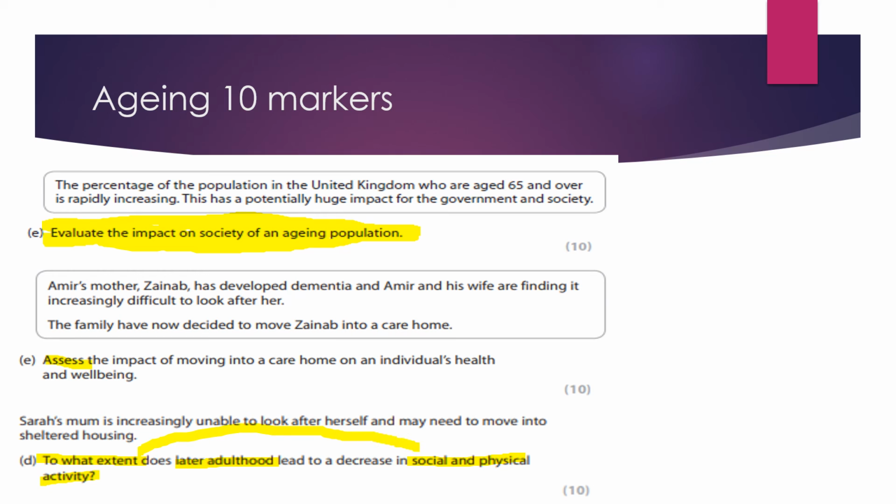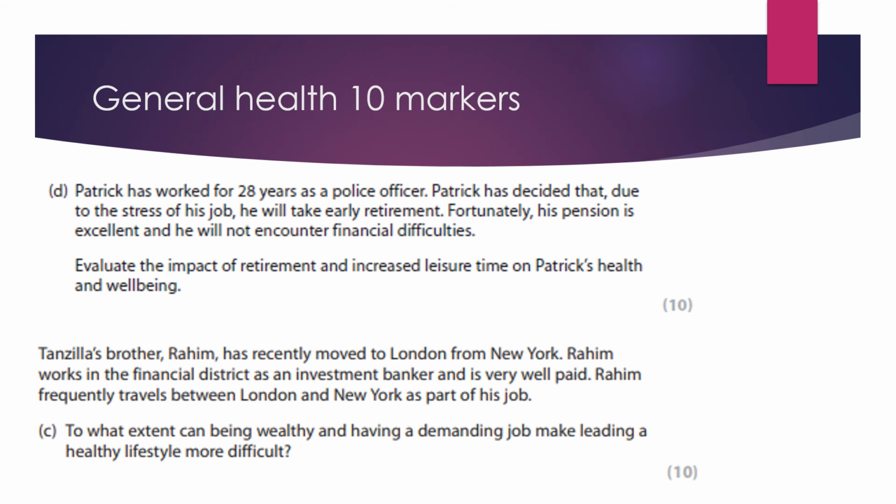So essentially, again, thinking about aging and later adulthood, how likely is it to lead to this decline? And again, you're going to say whether it does or doesn't. So that's a little bit about the physical changes, but again, a bit of theory could be thrown in too. And then you also get these general health questions.